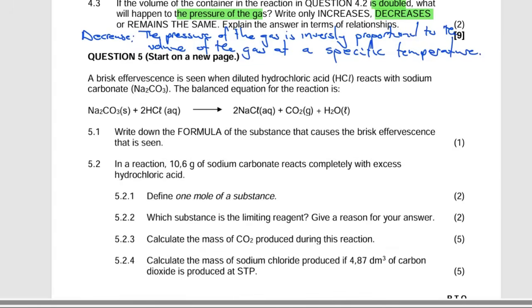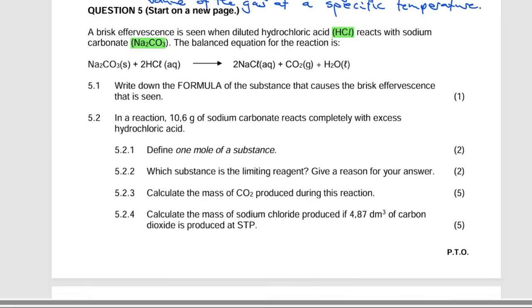Now moving on to question number 5. Question number 5 reads, a brisk effervescence is seen when diluted hydrochloric acid reacts with sodium carbonate. So there's a reaction between HCl and sodium carbonate. We're given the balanced equation: sodium carbonate plus HCl, hydrochloric acid, gives sodium chloride plus carbon dioxide and water. So that's our equation.